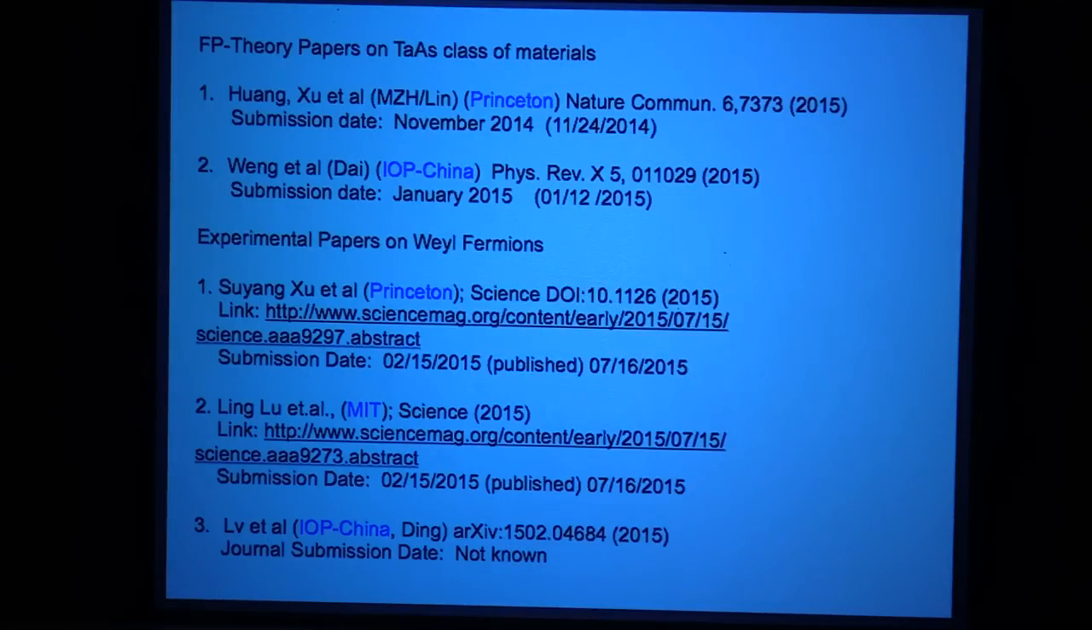So here is a list of papers that specifically identify this tantalum arsenide class of materials that may have this Weyl and topological character. It turns out my group submitted this theory paper first back in November 2014, and then there is a paper from the IOP group submitted two months later in January. And in the experimental papers, we have the electronic Weyl crystal, and the MIT group has the photonic Weyl crystal. There is another paper, it has not come out yet, but experimentally these results are well confirmed.